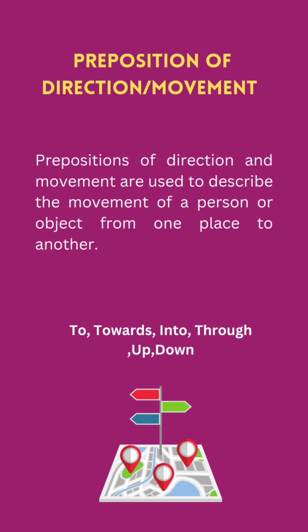Preposition of direction or movement. Prepositions of direction and movement are used to describe the movement of a person or object from one place to another. For example, to, towards, into, through, up, down.